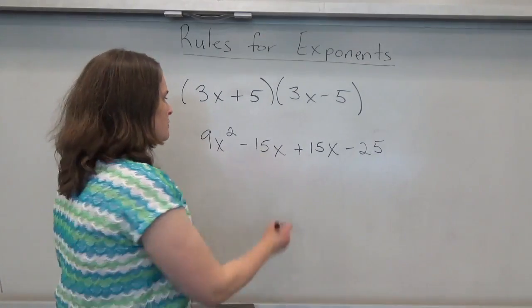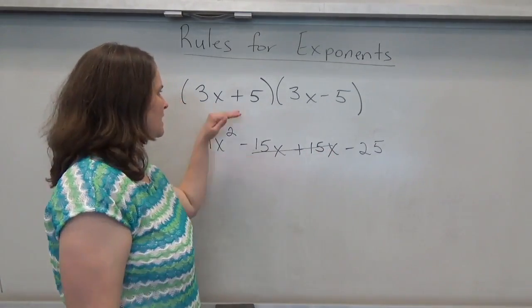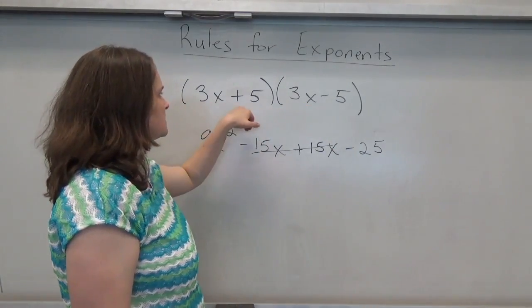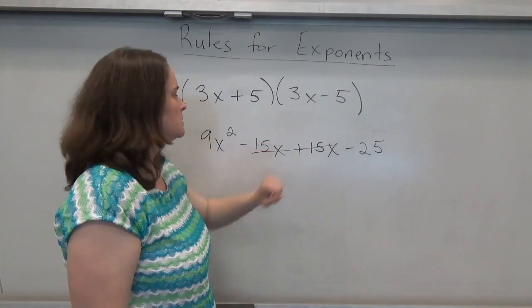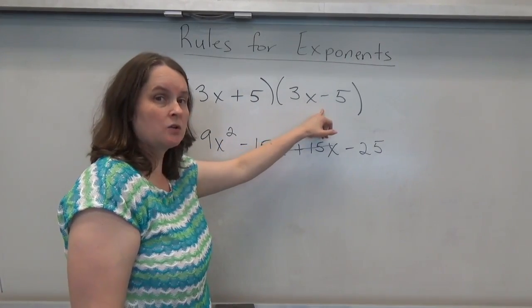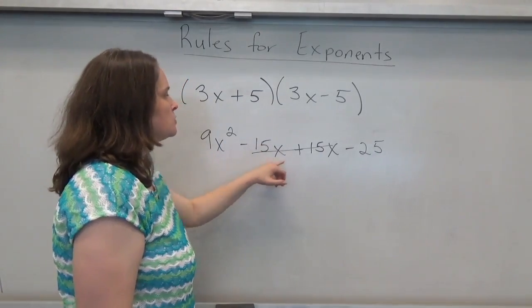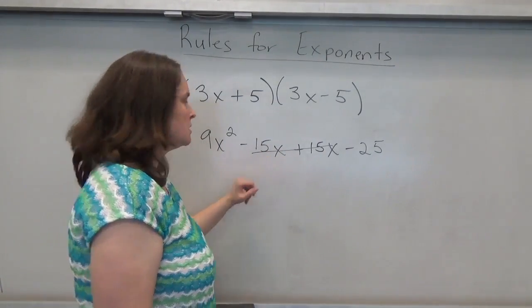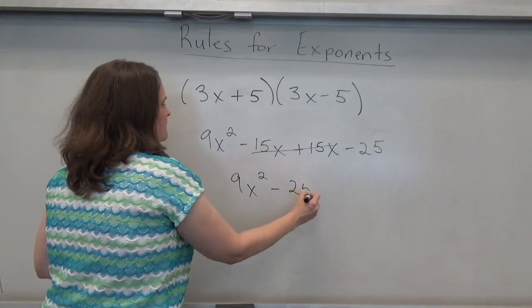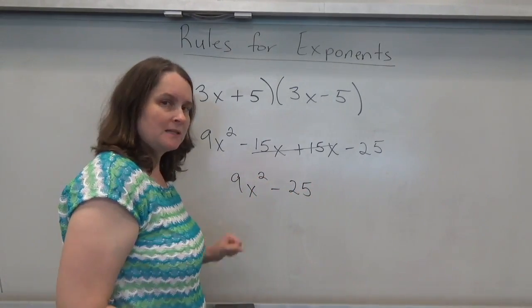They're giving us 0. Anytime that you multiply conjugates together, again, everything is identical except for the middle signs. Everything is identical except for the signs. The middle terms will always cancel each other out. So we're left with 9x squared minus 25. That's as far as we're going to take our answer.